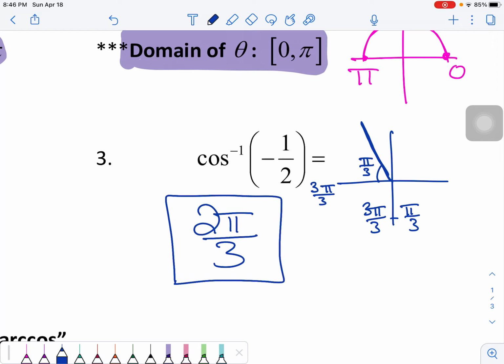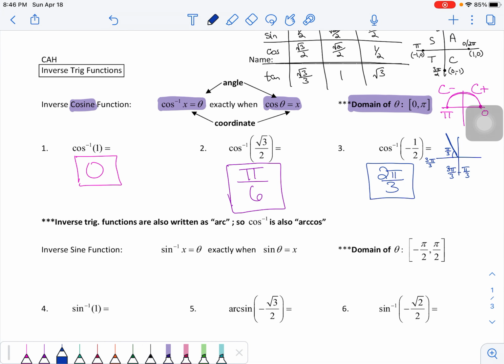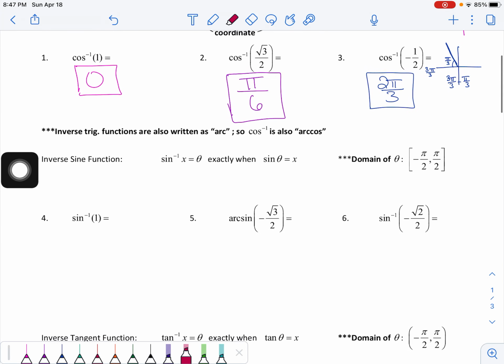All right, so that is the basics of the inverse cosine. Let's go ahead and slide on down to inverse sine. Now, one other quick thing, and this is a little note here: inverse trig functions can also be written as arc sine or arc cosine. So just be aware, this cosine to the -1 or inverse cosine can also be written as arc cosine. If you see that, it's the same thing as the inverse cosine.